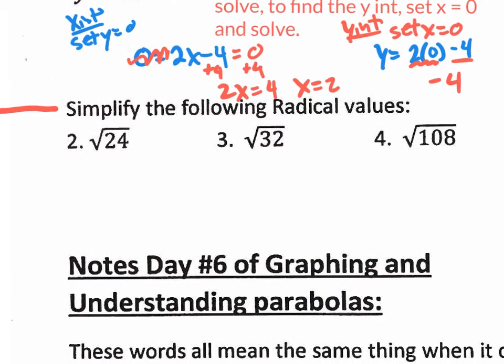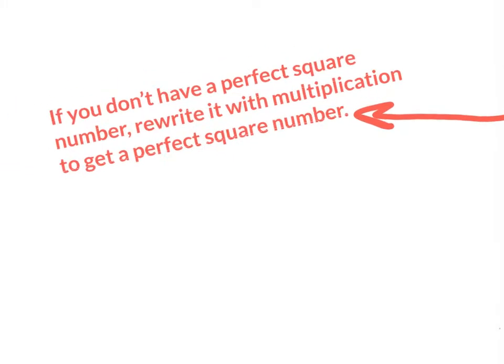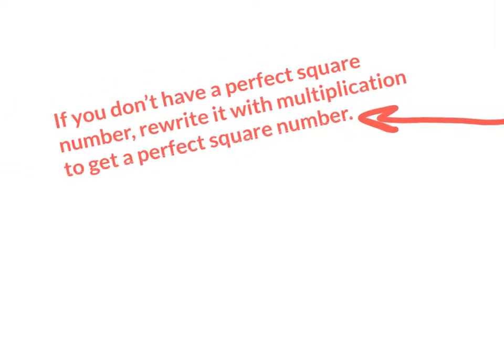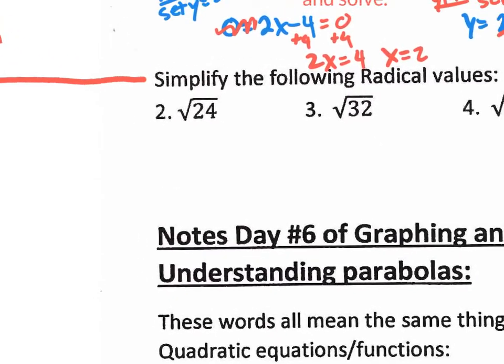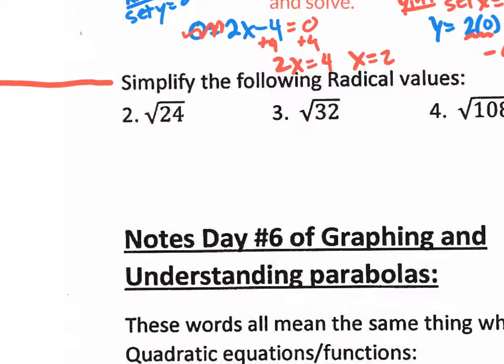The next part of the class opener, simplify the following radical values. The square root of 24, it's not a nice perfect square number. So we need to remember this. If you don't have a perfect square number, rewrite it with multiplication to get a perfect square number, right? The square root of 25 is 5. The square root of 49 is 7. The square root of 4 is 2. If you have a perfect square number, it's a nice perfect answer.